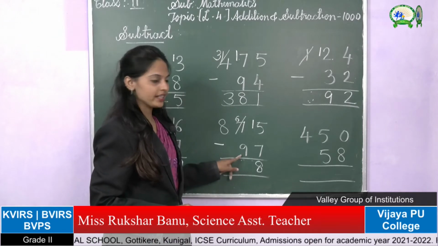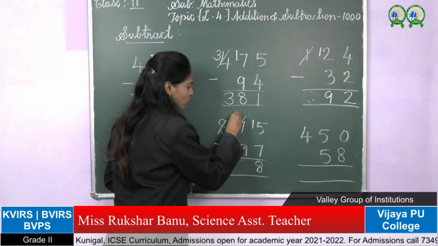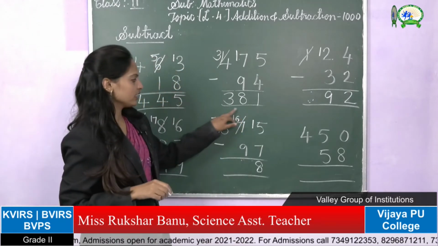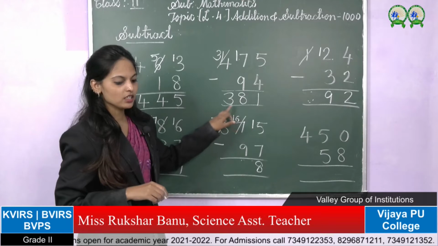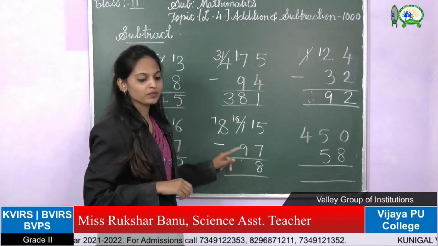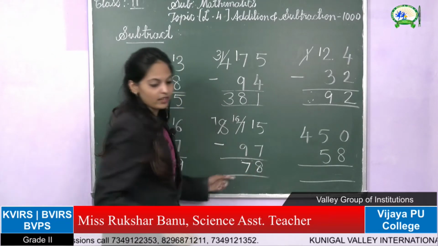So we can't cancel 9 from 6. So again we have to take from here. 1 we have to take here, and here 7 will be there. Now we got here 16 number, right? Yes. Now we got 16 number. So 16 minus 9, what? Yes, there is 7. Okay.